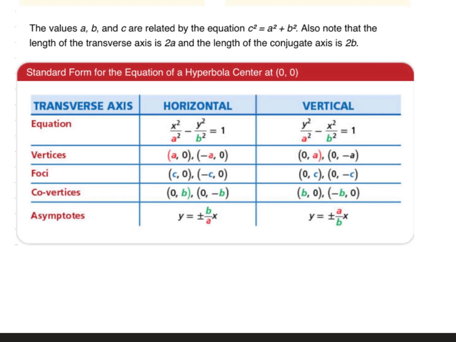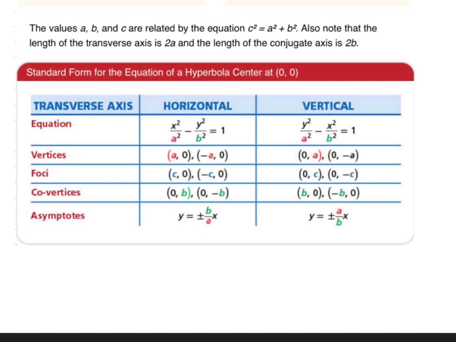So if it's something comma 0, it's in the x value, you're going to use x squared over a squared minus y squared over b squared is equal to 1. If it's 0 comma something for your vertex, you're going to use y squared over a squared minus x squared over b squared is equal to 1. So with these, you're still going to use your focus and your covertices. Focus is going to be C, covertices are going to be B. Same thing with your ellipse.